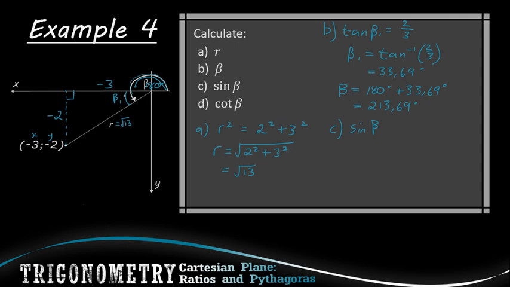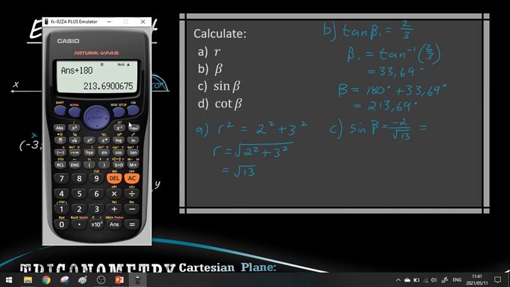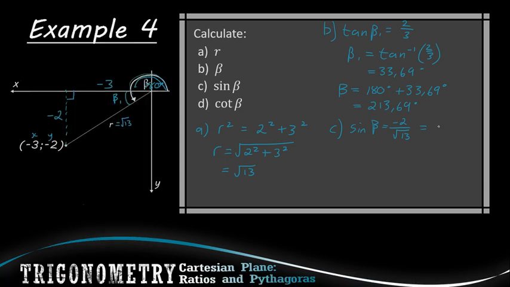Okay, so sine is opposite over hypotenuse, so that means minus 2 over hypotenuse, which is square root of 13. All right, we're just going to simplify that because we never leave our answer with the square root in the denominator. So that gives me negative 2 square root of 13 over 13. So negative 2 square root of 13 over 13.